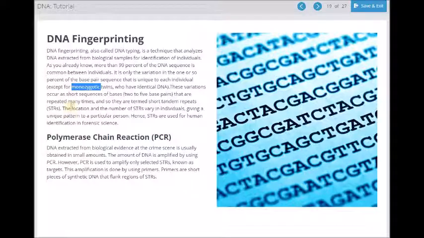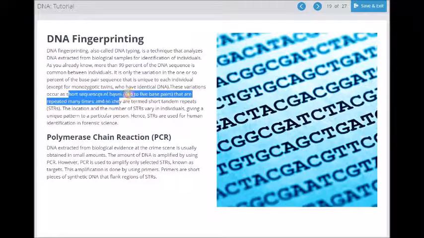Okay, and these variations, they occur as short sequences of bases, only 2 to 5 base pairs, but they repeat. So it's like TACG, TACG, TACG, and it repeats over and over again. And what repeats and how many times it repeats, these are called STRs, or short tandem repeats. How many STRs there are and how many times they repeat, it's kind of different for every person. So what we can really do is just look for those STRs and look for the STR patterns.